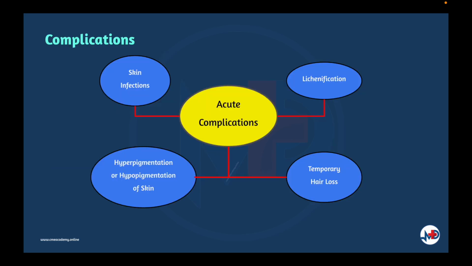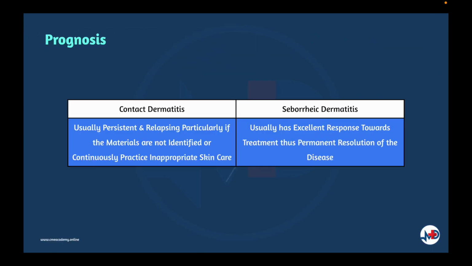Acute complications of contact and seborrheic dermatitis are skin infections. In the long term, there might be lichenification and hyper or hypopigmentation of the skin. Hair follicles on the scalp might be damaged in seborrheic dermatitis, leading to temporary hair loss. Dermatitis runs a better course if triggers are identified. Contact dermatitis usually runs a persistent or relapsing course, particularly if the material to which they are allergic is not identified or if they continue to practice skincare that is no longer appropriate. Treatment of seborrheic dermatitis almost always results in an excellent response. It is unlikely to result in any durable, permanent resolution of the disease.